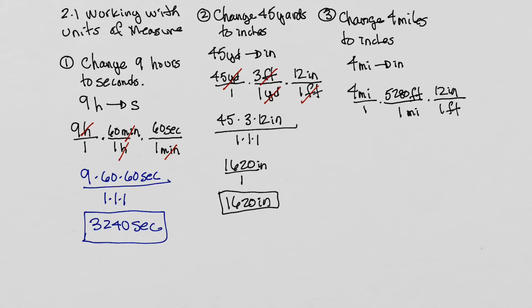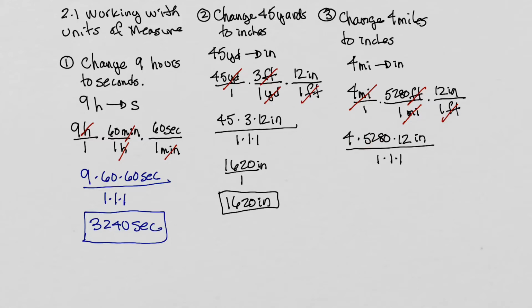So let's cancel our units. The miles are going to cancel. The feet are going to cancel. And we are left with that 4 times the 5,280 times 12 inches all over 1 times 1 times 1, right? Once again, the denominator, 1 times 1 times 1. The units are gone. They canceled. So now let's multiply 4 by 5,280 by 12.